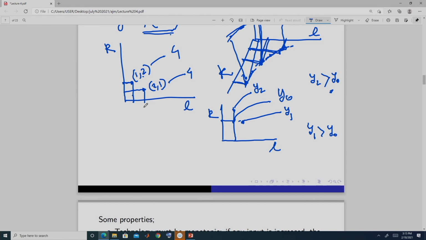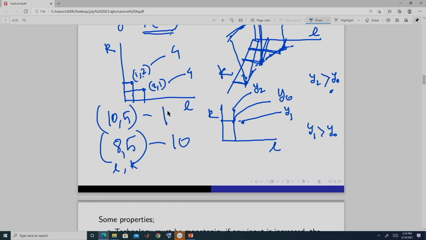And second, we should have something called free disposal. Free disposal means that the input can be disposed of costlessly. So suppose I have 10 units of labor and 5 units of capital, and I can combine 5 units of capital with 8 units of labor to produce 10 units of output. So 8 units of labor and 5 units of capital give me 10 units of output. And 10 units and 10 units would always give me more, suppose 15 units of output.